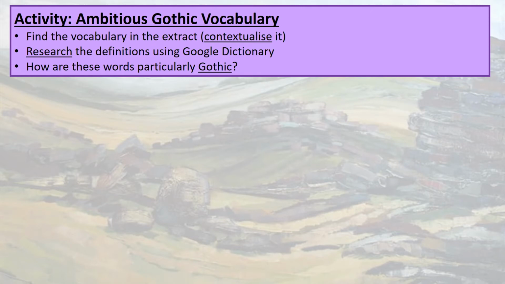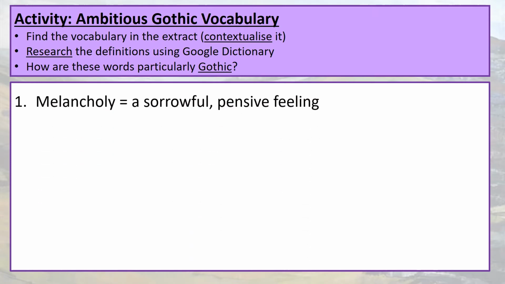Okay, now we're going to go through the answers. Make sure that you jot down any corrections or additions to the definitions because they could be useful later on. So first of all, we have melancholy. Melancholy is an emotion, it's a feeling, a very sorrowful, pensive feeling, one that's very symptomatic of Gothic fiction. That melancholy mood is one that you'll see a lot throughout Gothic poetry and also Gothic novels.